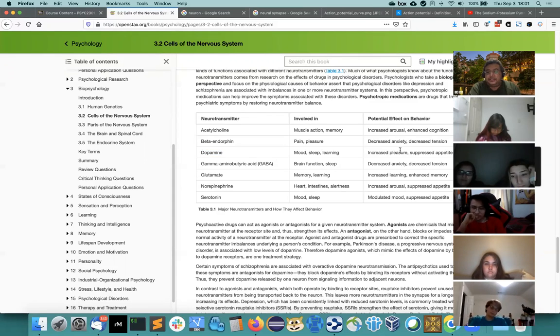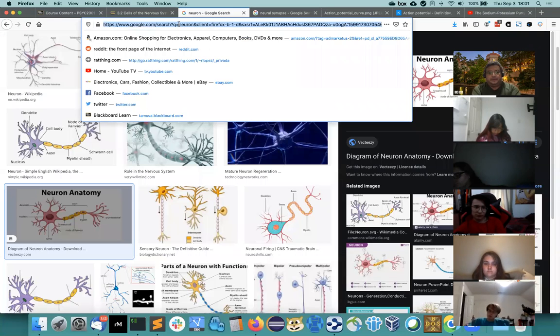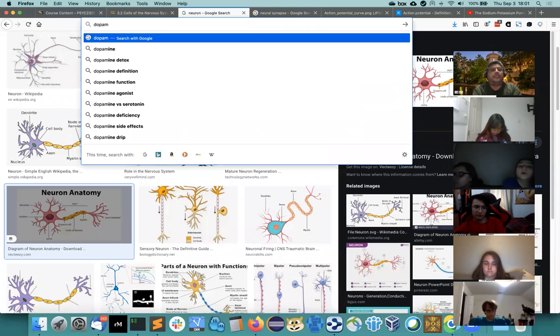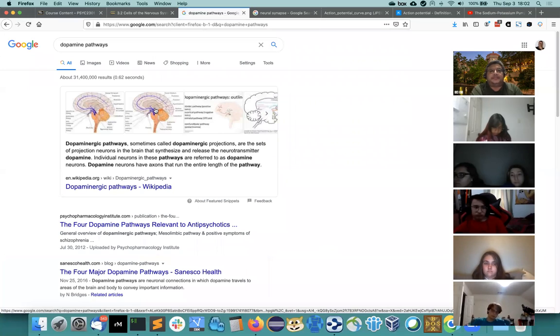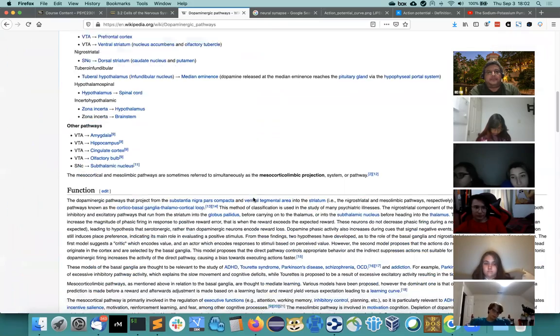Now, dopamine is manufactured primarily in the lower parts of the brain, and then those cells that make dopamine send their axons forward to the forward parts of the brain through these long bundles of axons, and those axons terminate at forward parts of the brain. Let me see if I can show you that real quick. So let's see if I can find some dopamine pathways here.